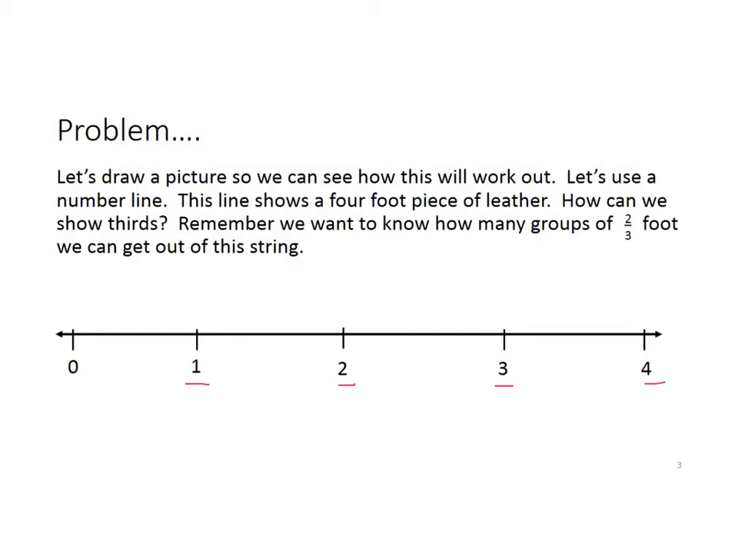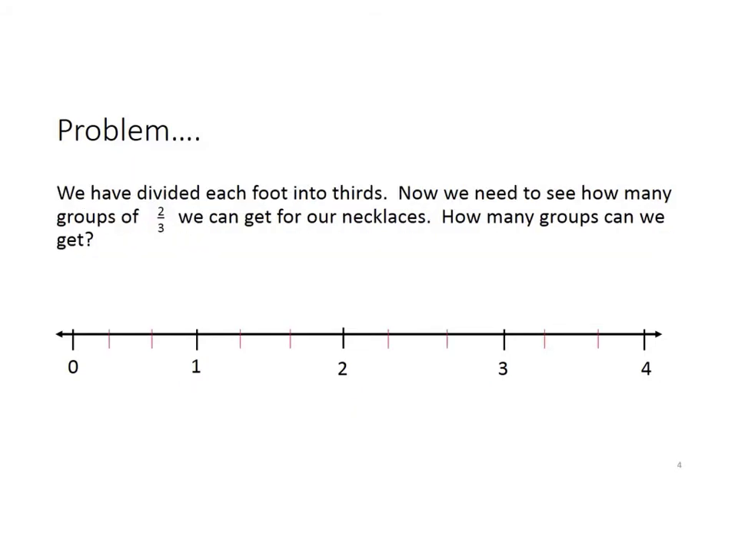Go ahead and draw a picture on here, thinking how you could divide each foot into thirds, and then go on to the next screen and we'll see if we match. Here's a number line, and you can see by the red lines that we've divided each foot into thirds. Now we need to show how many groups of 2/3 we can get out of our necklaces. Right here is a group of 2 of those thirds. So there's one group. Now we want another group of 2/3.